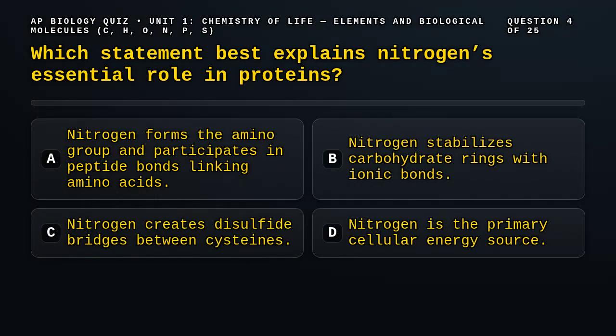Question 4. Which statement best explains nitrogen's essential role in proteins? A. Nitrogen forms the amino group and participates in peptide bonds linking amino acids. B. Nitrogen stabilizes carbohydrate rings with ionic bonds. C. Nitrogen creates disulfide bridges between cysteines. D. Nitrogen is the primary cellular energy source.